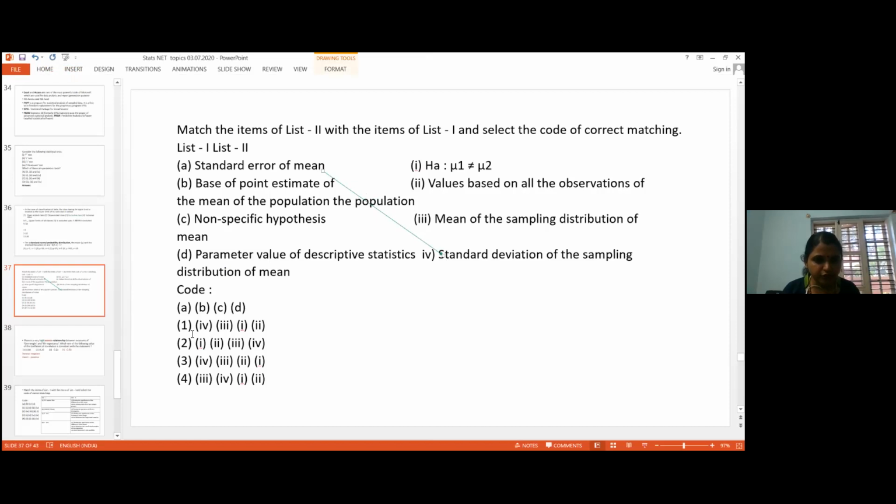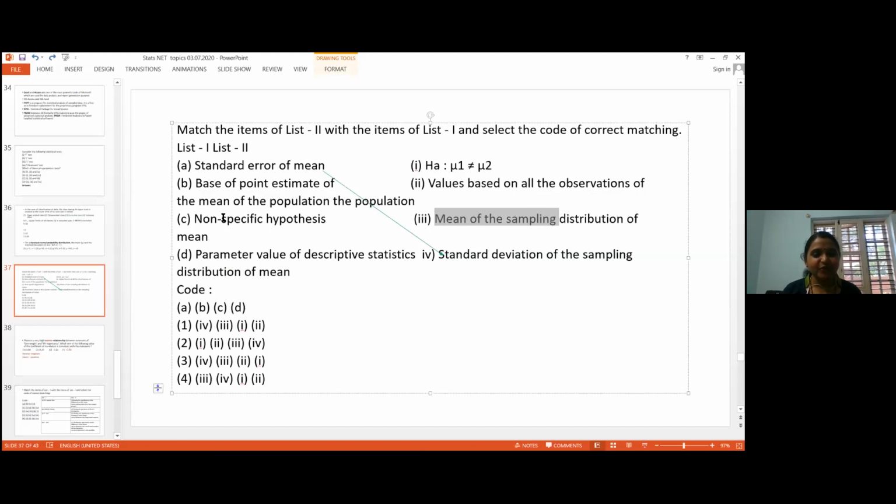Is there any question? 1 to 4? There are two options with 1 to 4: 1 and 3. So definitely we can rule out these two. This is not our option, nor is this an option. But between 1 and 3, make a decision. Base of point estimate. The point estimator of the mean of the population is the mean of the sampling distribution. It has to be 3. That is also fixed. No choice. So forget the second one.